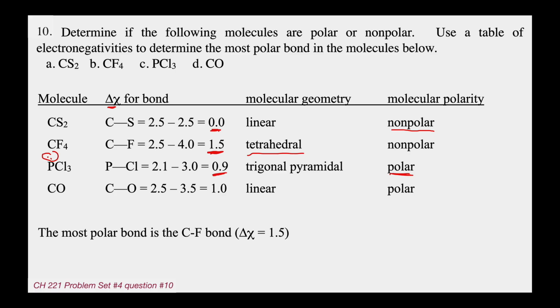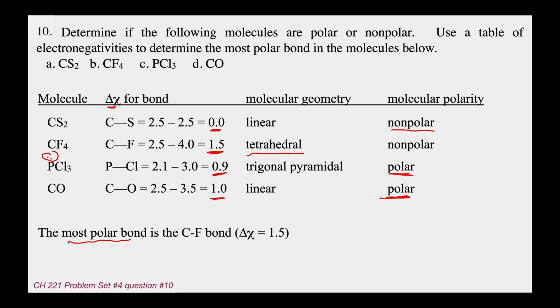The last one, CO, the difference in electronegativities is 1, so that means it's pretty polar. Oxygen pulls pretty strong relative to carbon. Carbon and oxygen are the only game here, so there is no symmetry at all. This is definitely a polar molecule, and the bond is polar. The most polar bond is the biggest delta chi, and that's going to be the carbon-fluorine bond, and you'd have to have the tables of electronegativity to do this.